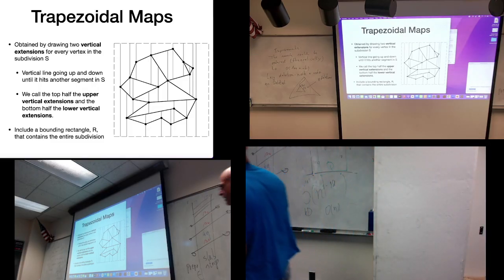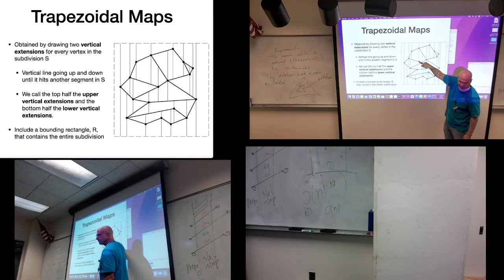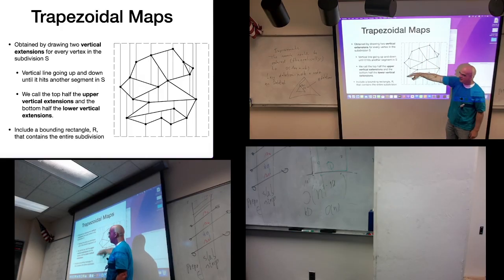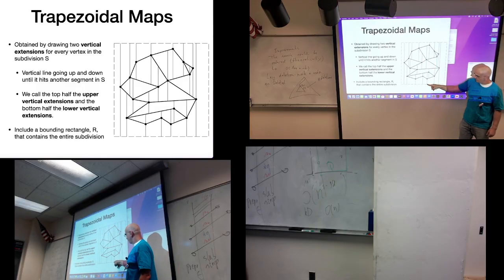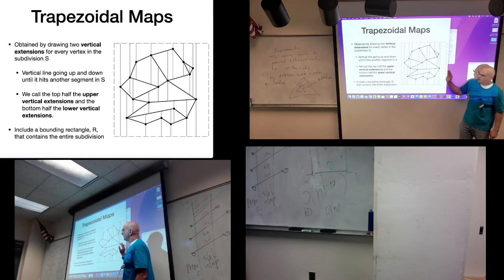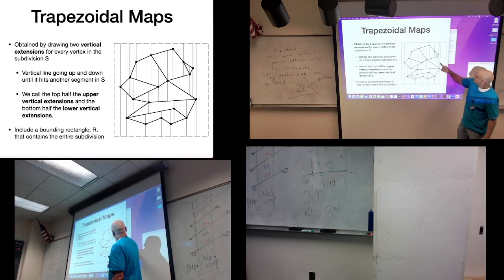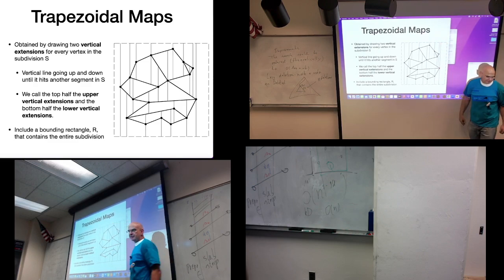The trapezoidal map, we talked about it already. Let's talk about it again. From every vertex, I shoot a ray downward until I hit one of the other segments, and then I stop. I'll do it also for the top. I'll keep all the segments in some big rectangle R, so it won't go to infinity. At worst, I'll go all the way to the bottom of R or the top of R, just to have some starting position. So from every vertex, shoot a ray up, shoot a ray down, but stop when you hit either the boundary of R or another segment.